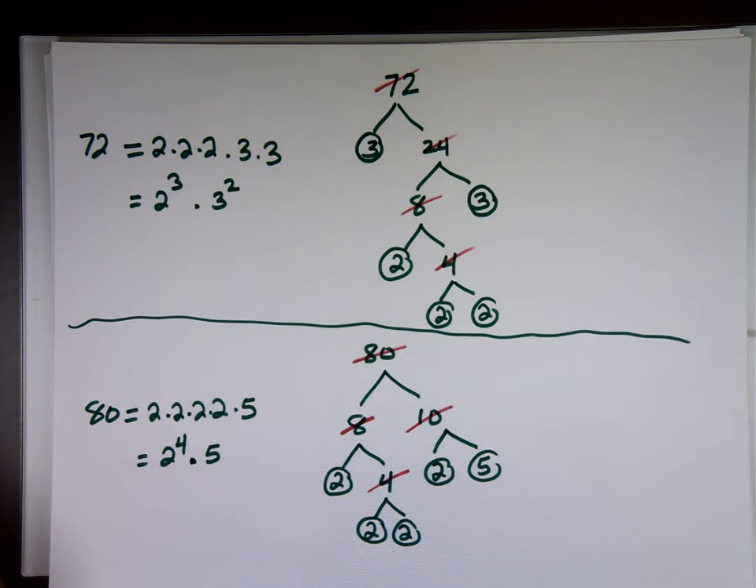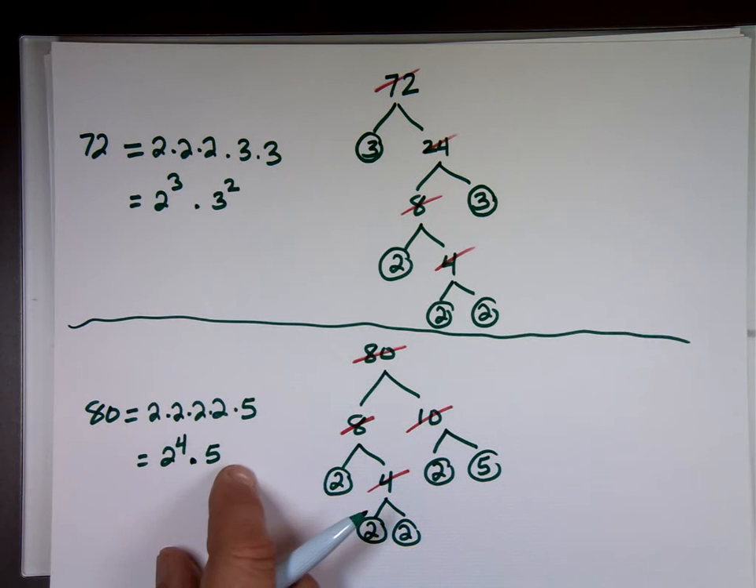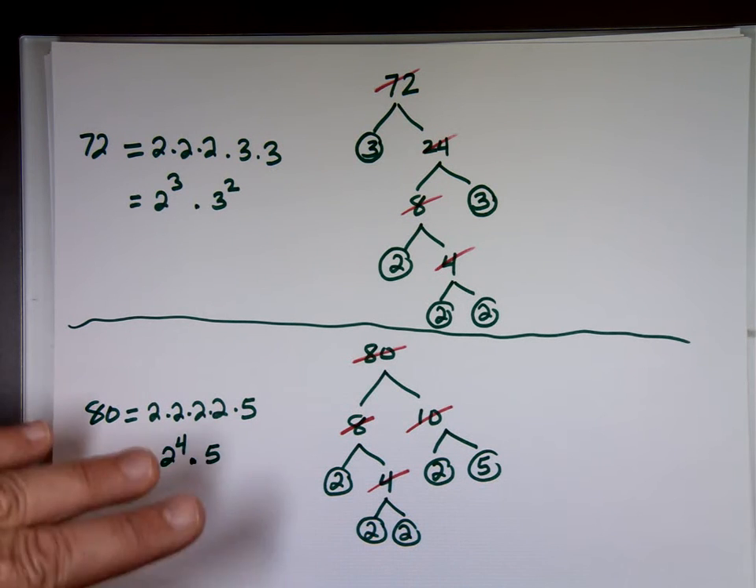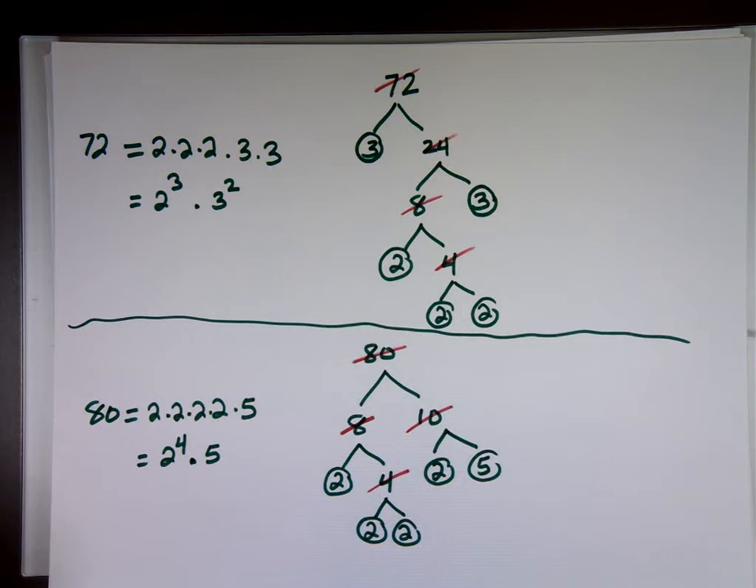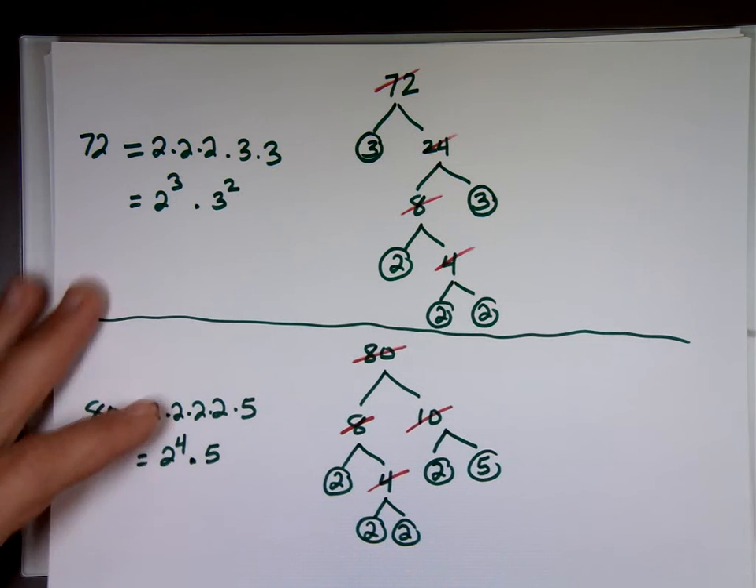Yes? When writing out the equation, does it matter what order you place the numbers? Nope. You can put the 5 before the 2? You can, but I'm sure our software probably likes the smaller number first, the larger number last. But mathematically, no. Okay.